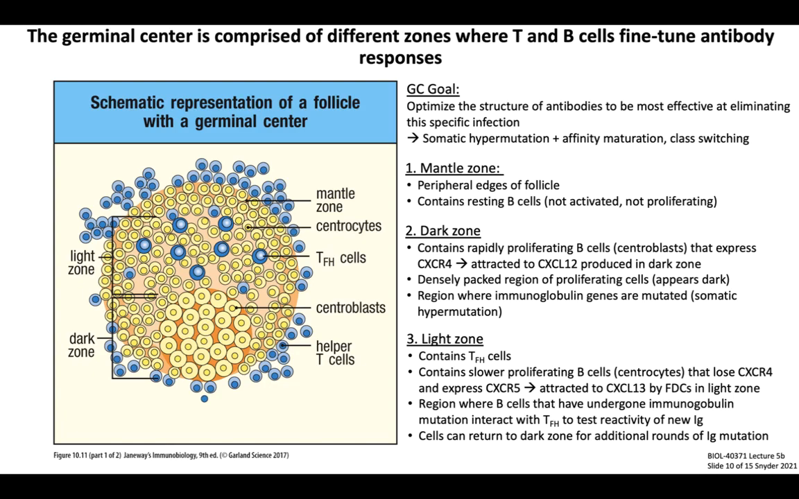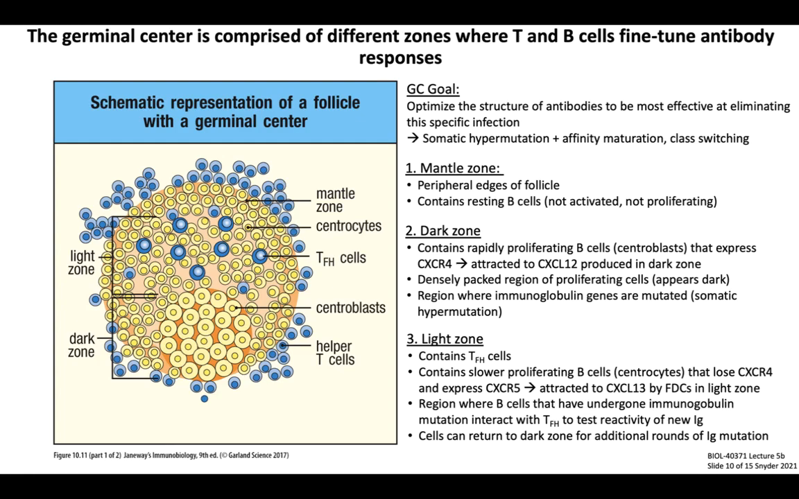The light zone is a less densely packed region that contains TFH cells as well as some more slowly proliferating B cells that emerge from the dark zone, and these B cells are called centrocytes. Upon completion of mutation mechanisms in the dark zone, these B cells lose CXCR4 expression but maintain CXCR5 expression, which draws them to CXCL13 that's produced by follicular dendritic cells located in the light zone.